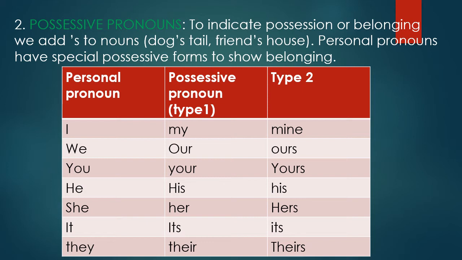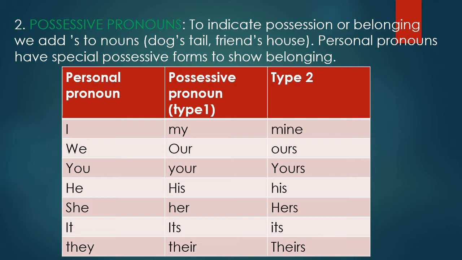For example, we say I am going to my house. So this is possessive pronoun. My is used as a possessive pronoun. Or we can also say in the other way, he is going to his house. I am going to mine. Mine is used when we do not mention any noun after this type 2 possessive pronoun. But when we use type 1, we usually mention the noun with them.